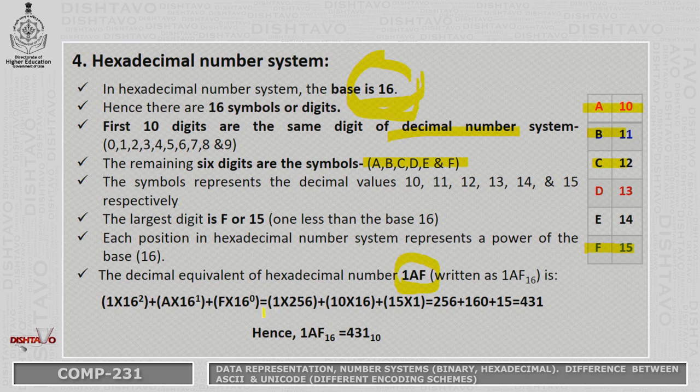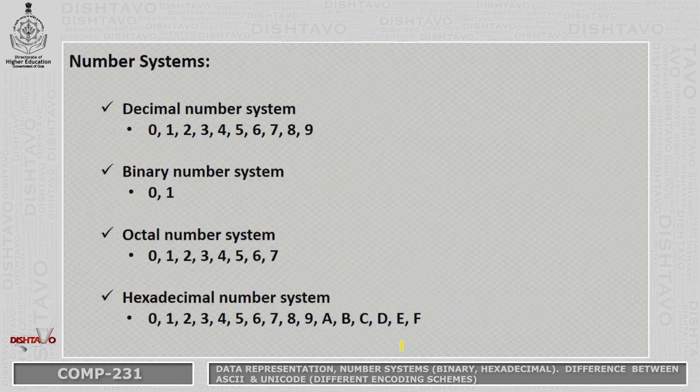So we'll get this number, 16 square is 256. So we'll get the derivation and the number of this equation, 431, which is in decimal. We have to put base 10 for this number. So likewise, we have to do conversions. We already studied all these number systems: decimal, binary, octal and hexadecimal number system.